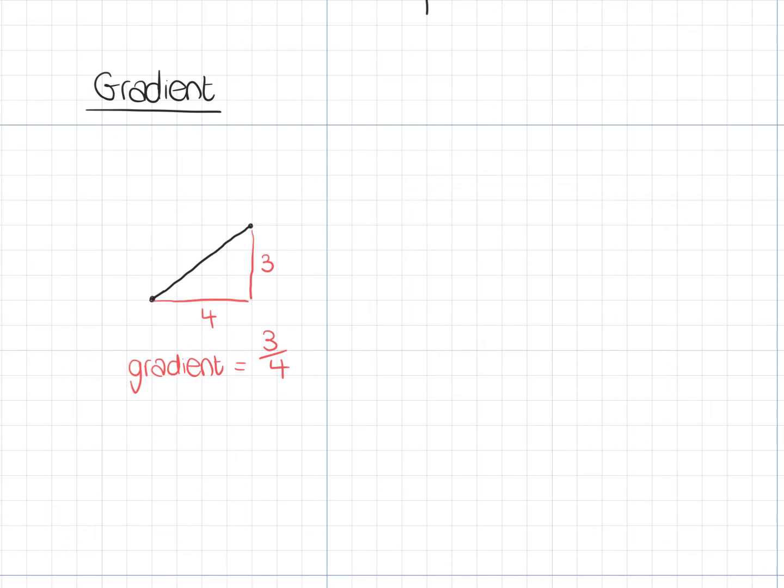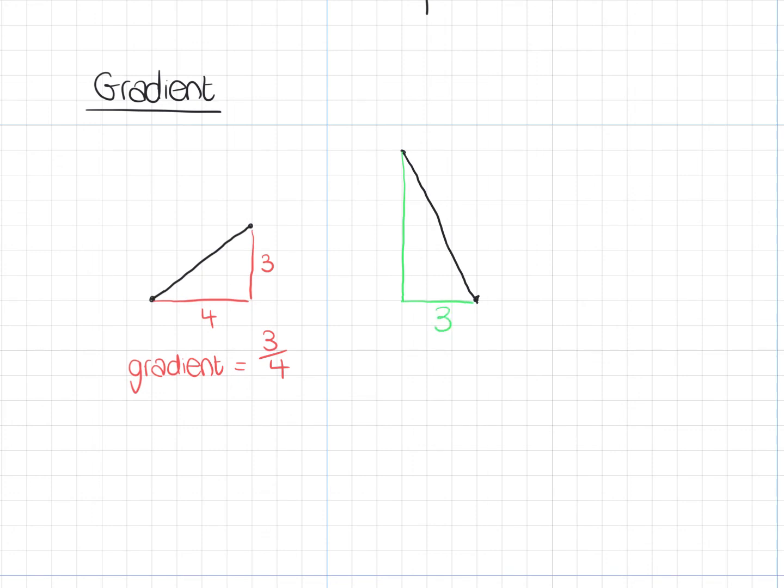If I were to do a slightly different one, let me go something like this. The difference with this graph is that we're sloping downwards. So remember, that means our gradient is going to be negative, isn't it? Just draw that again. But for this one, we're going to have a negative gradient because it's sloping down.